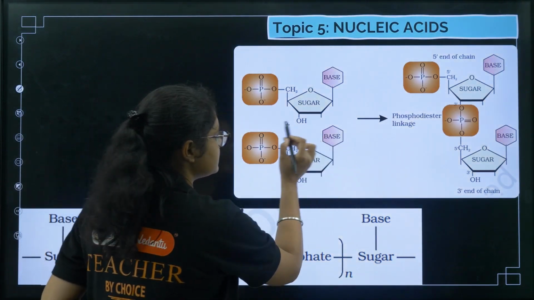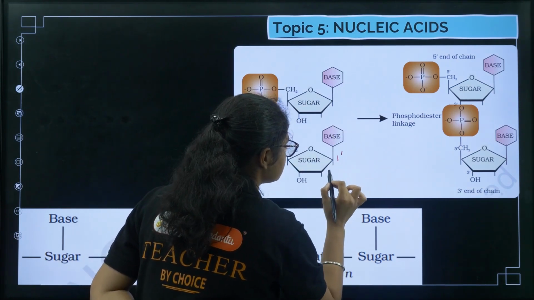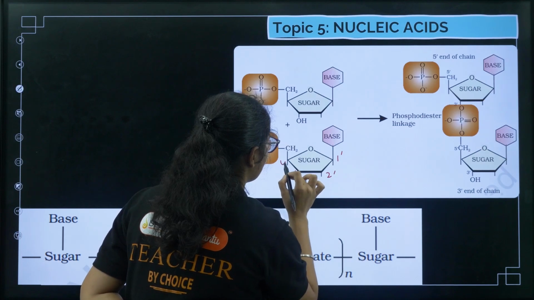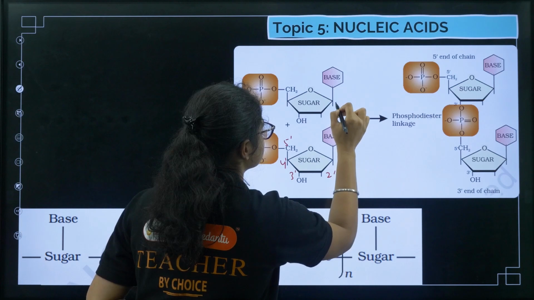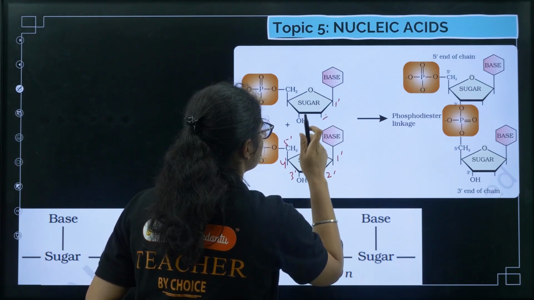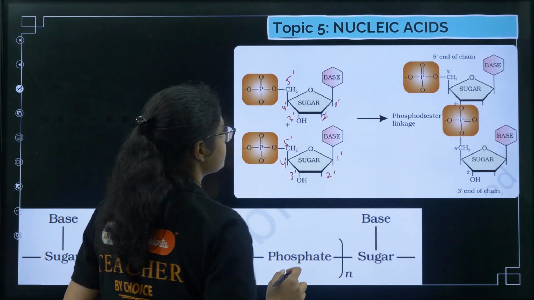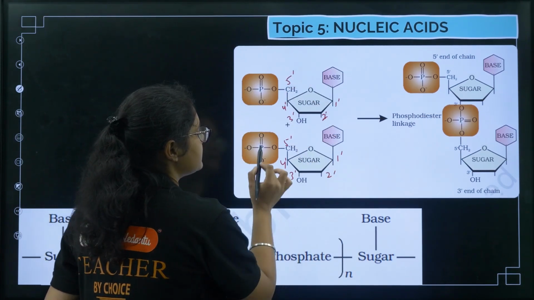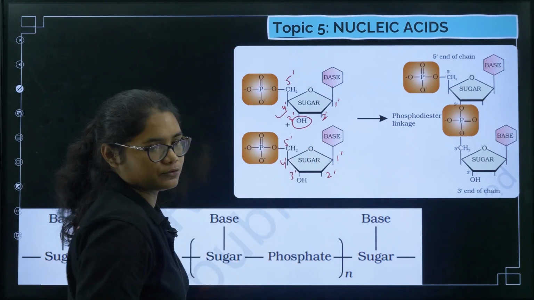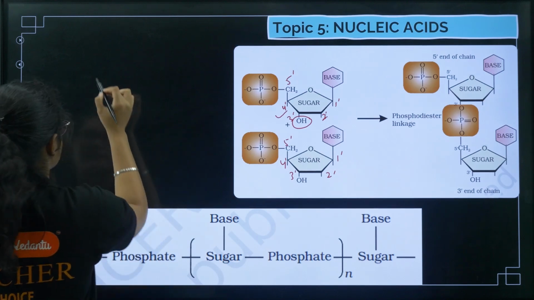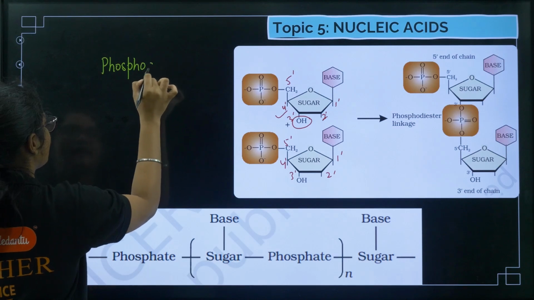Now you see, this is one sugar moiety, this is one nucleotide. This is another nucleotide. Here 1', 2', 3', then you have 4' and 5'. Similarly here, this is 1', this is 2', then you have here 3', 4' and here 5'. Now what happens is there is a linkage between the phosphate group attached at the 5' group and the OH group present at the 3' group. So this is the phosphodiester linkage.